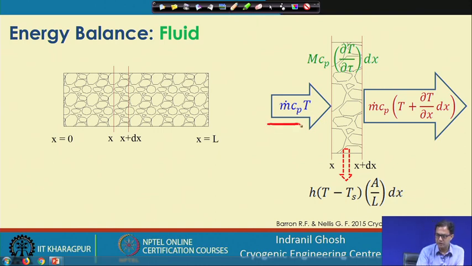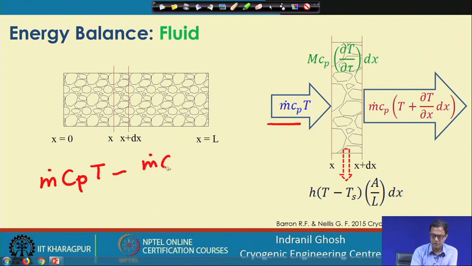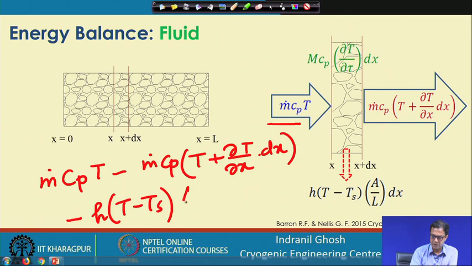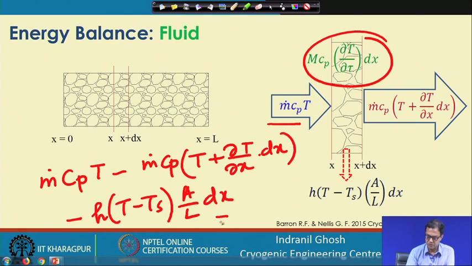This is what is entering: m dot Cp into T, and this is moving out: m dot Cp into T plus del T del x into dx. This part is also moving out: h into T minus Ts, times A by L into dx. And that is exactly what is getting stored in it.